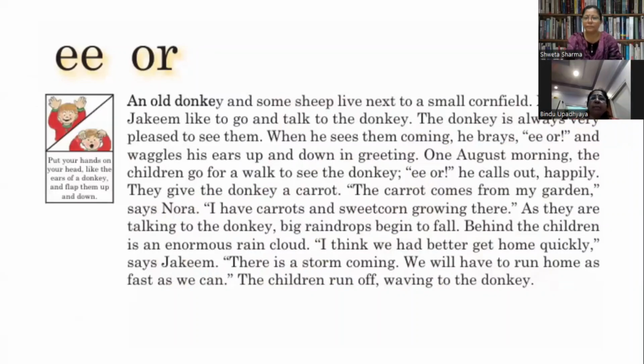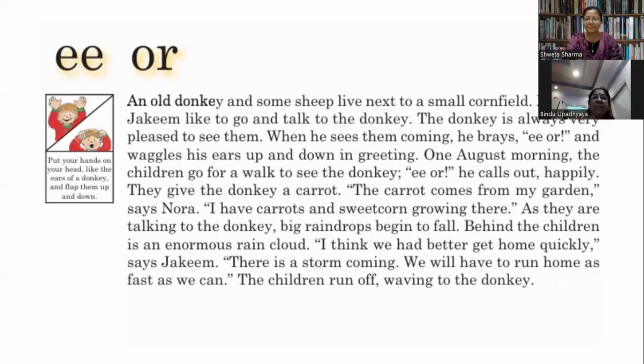An old donkey and some sheep live next to the small cornfield. Nora and Jackim like to go and talk to the donkey. The donkey is always very pleased to see them. When he sees them coming, he brays, E-O, E-O, and waggles his ears up and down in greeting. One August morning, the children go to see the donkey. E-O, he calls out happily.